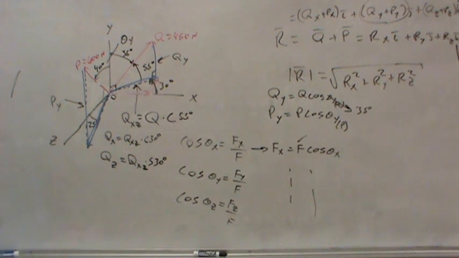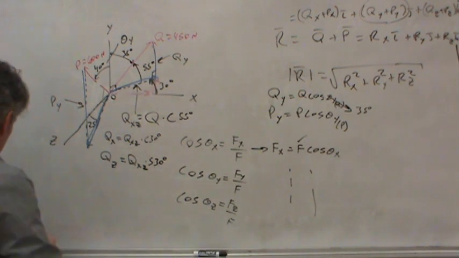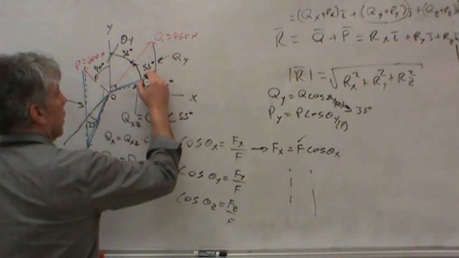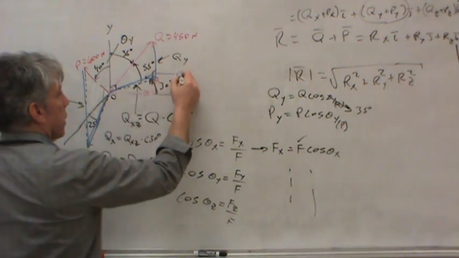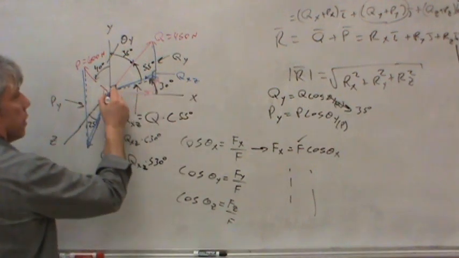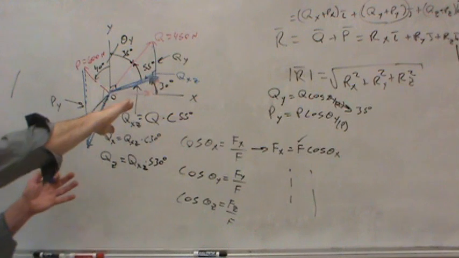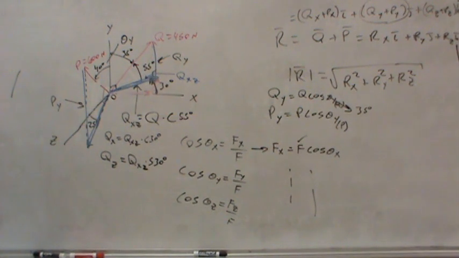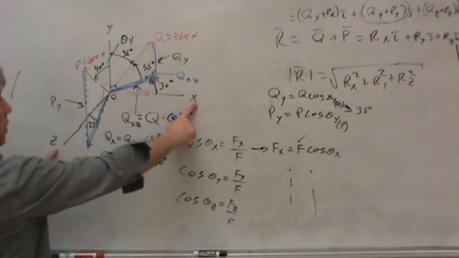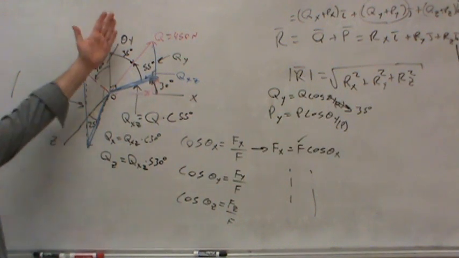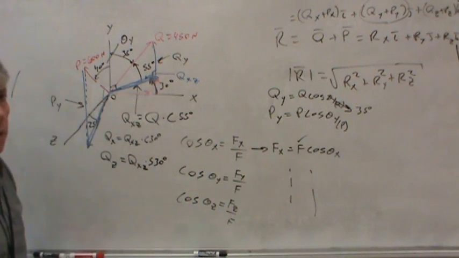Wait, can you explain? Because when you say QZ, it makes me think that you're trying to get the Z. This thing here is QXZ. Oh, projection. Why is that QXZ? Because it's in the XZ plane. Could you explain why or how it's in an XZ plane? Because it's the projection of Q onto the XZ plane.